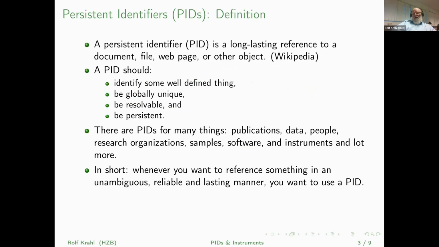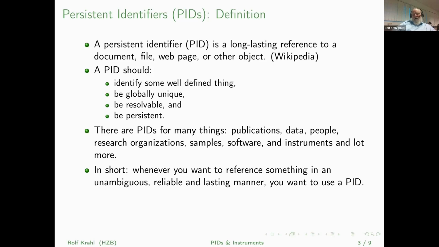So what is a persistent identifier? The usual thing, if you want to explain a term, you first look it up in Wikipedia and how they define it. It is a long-lasting reference to a document, file, web page, or other object. And so a persistent identifier should identify some well-defined thing, be it a publication, a person, an object, whatever. It should be globally unique. It should be resolvable, and it should be persistent.